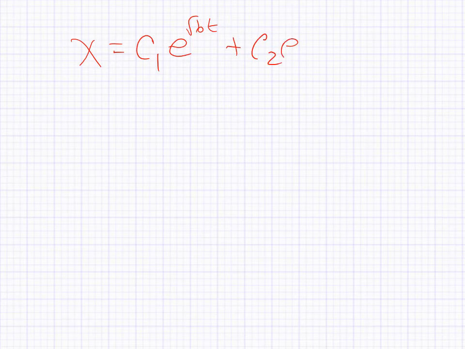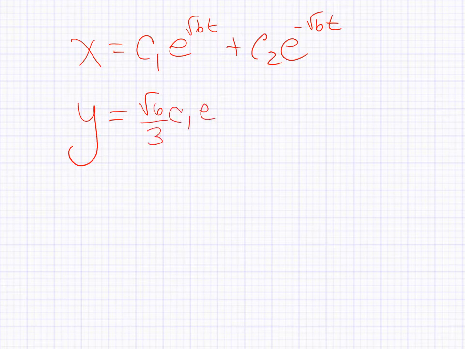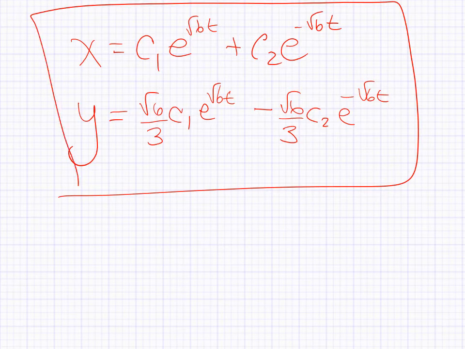Okay, so the final answer to this system is that x equals c1 e to the square root of 6t plus c2 e to the negative square root of 6t. And y equals, instead of c3, y is going to equal the square root of 6 over 3 c1 e to the square root of 6t minus the square root of 6 over 3 c2 e to the negative square root of 6t. So there is your solution to the system.